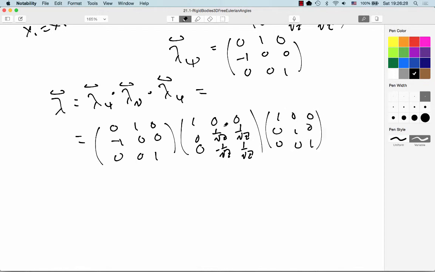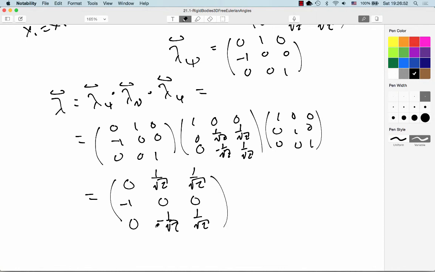Well, this dotted into the identity is just going to be itself. So really I just need to do the matrix multiply of those two. And when you do, you get that your transformation matrix is 0, 1 over root 2, 1 over root 2, minus 1, 0, 0, 0, minus 1 over root 2, 1 over root 2.